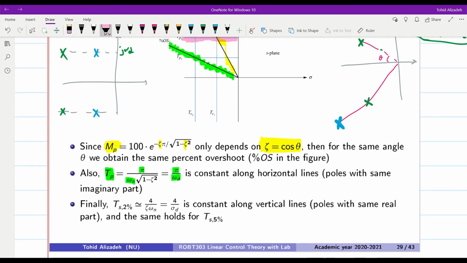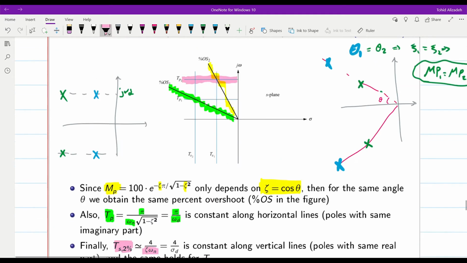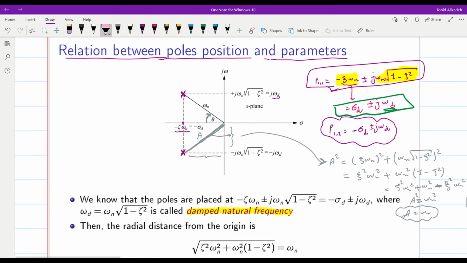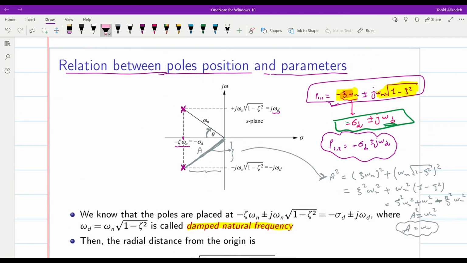And we can also discuss the settling time. We know that settling time depends on the value of zeta omega n. So if we have systems with the same value for zeta omega n, those systems will have the same settling times. And zeta omega n is the real part of the pole indeed. Yeah, you can see it over here.